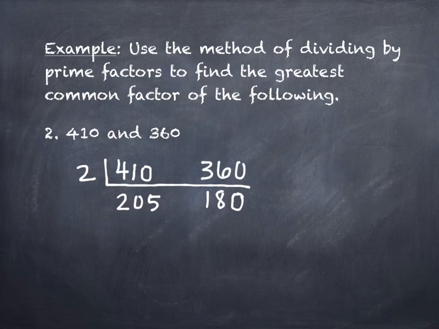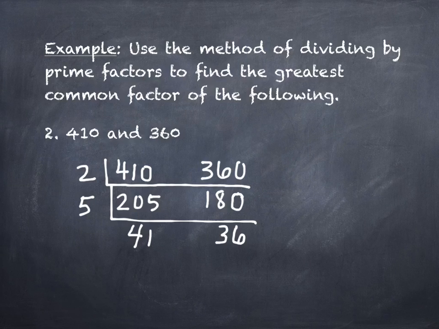I say, 205 and 180, they still have something in common. 5. So I'm going to divide them now by 5. Okay, then what is 205 divided by 5? 41, that's right. And how about 180 divided by 5? 36. Thank you, Jessica. And at this point, I'm actually stuck because 41's prime.